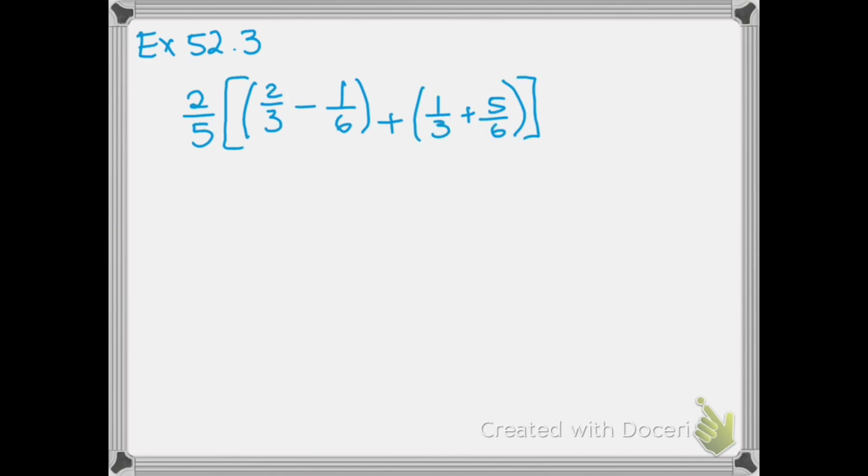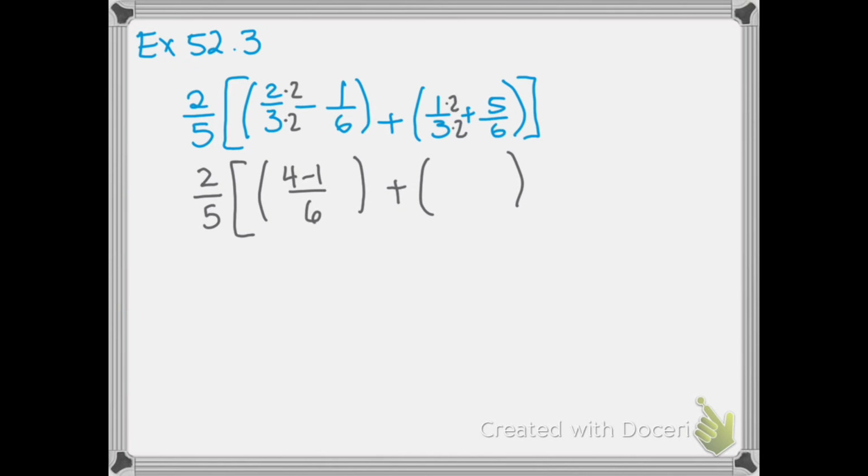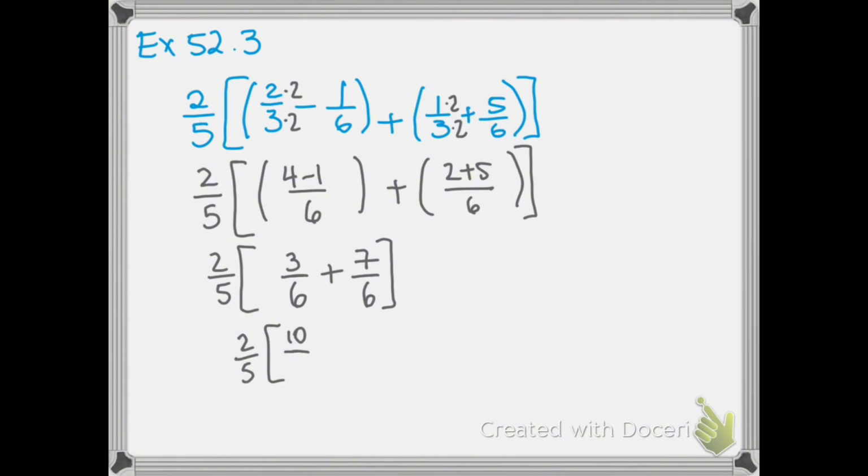In this case, we also have brackets, so remember that we have to do these step by step so we don't mess up the order. So we need common denominator, so I'm going to multiply times 2, so that's 4 minus 1 over 6. And then in the other parentheses, we also need common denominator because we're adding, so we multiply times 2 again, and that's going to be 2 plus 5 over 6. Now we have to do the addition to simplify what is inside of the brackets, and we have 3/6 plus 7/6. So that's going to be 10 over 6.